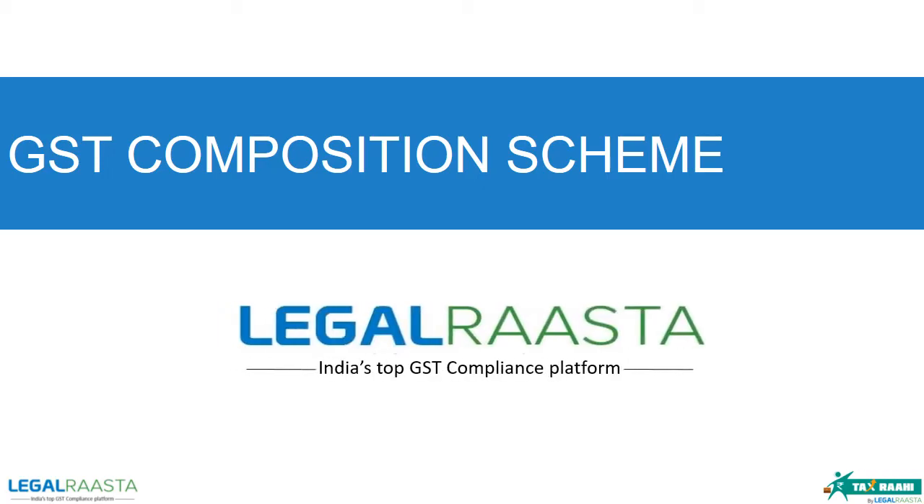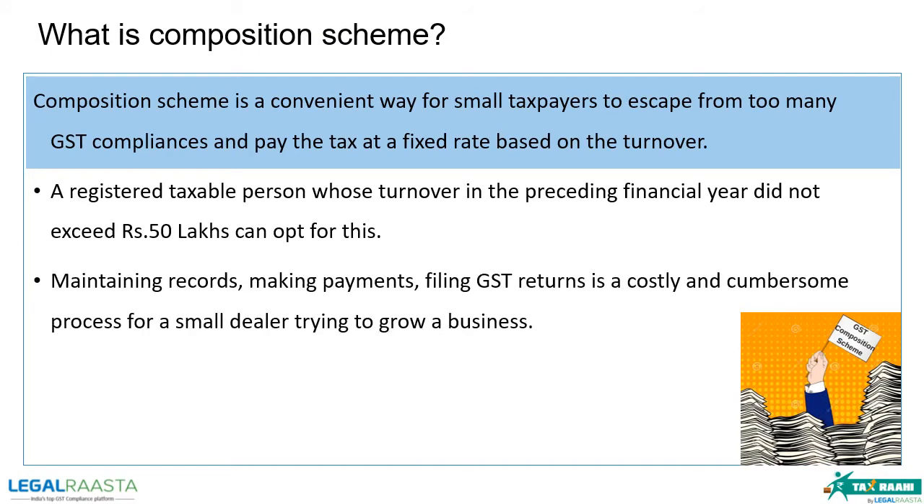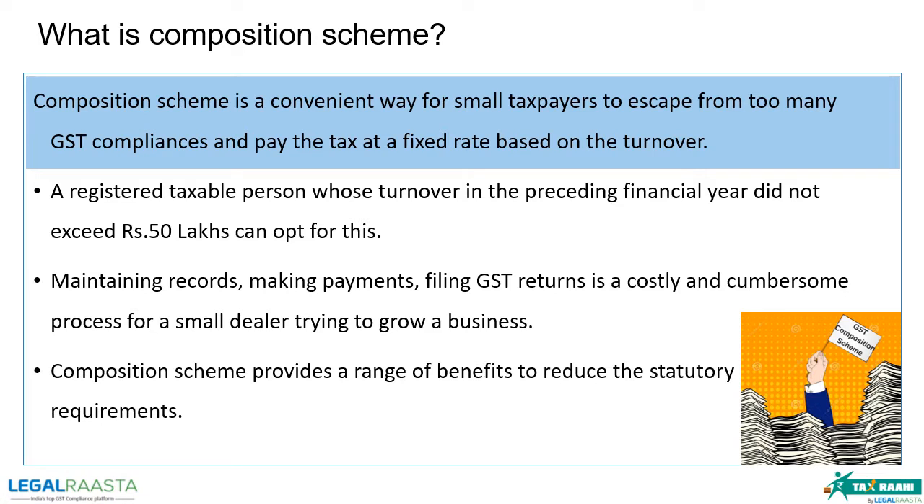In this video, we are going to tell you about what is GST Composition Scheme, what are its features and who all can avail this scheme. Composition Scheme is for those taxpayers whose turnover in a financial year does not exceed rupees 50 lakh, as it is more convenient and provides a range of benefits to them. It also helps them to escape from the cumbersome process of filing GST return.